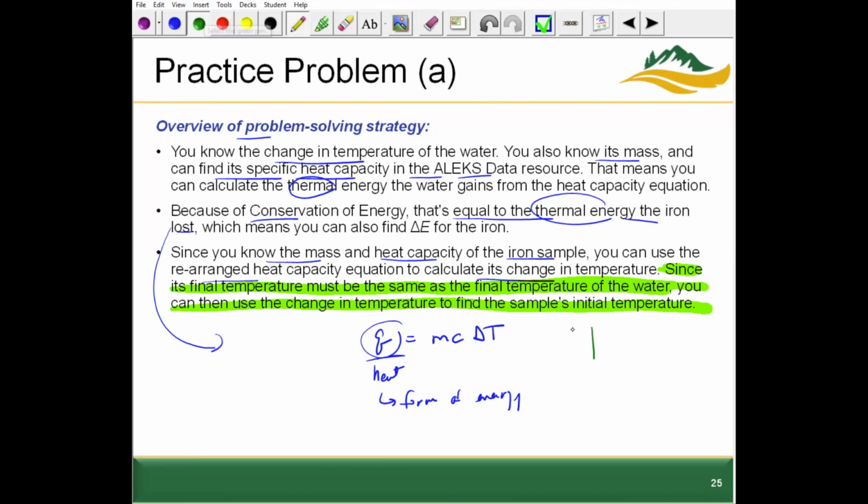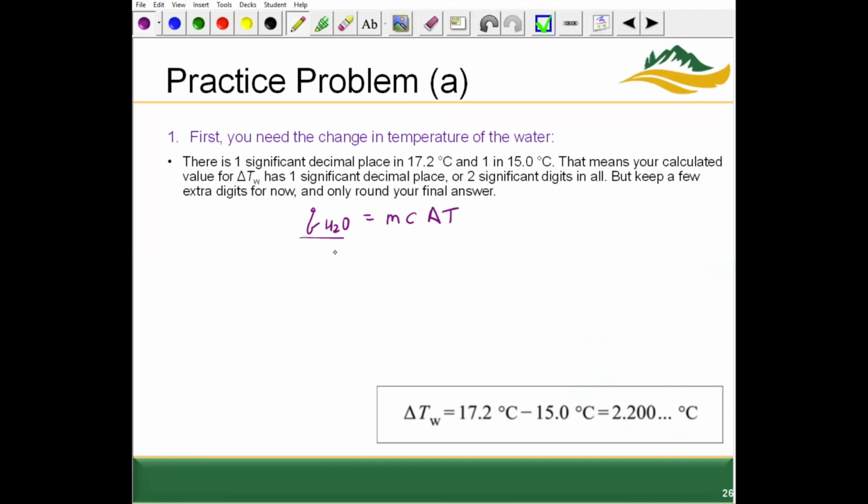Just to say it again, T final of the water is going to equal T final of the sample. Here our sample is iron. They're going to exchange thermal energy in the form of heat until they reach the same final temperature. Let's first look at the heat of water. So Q of water equals mc delta T.